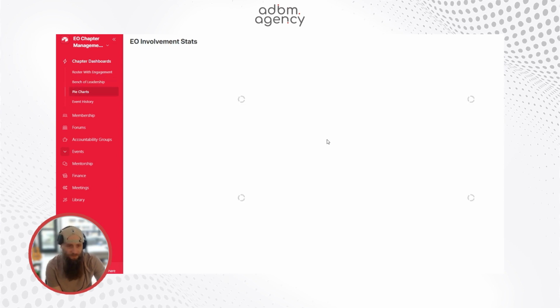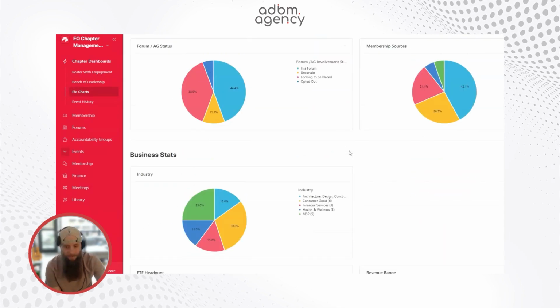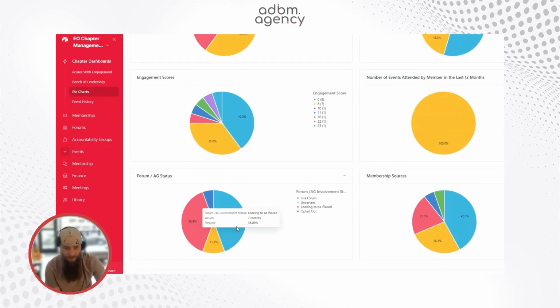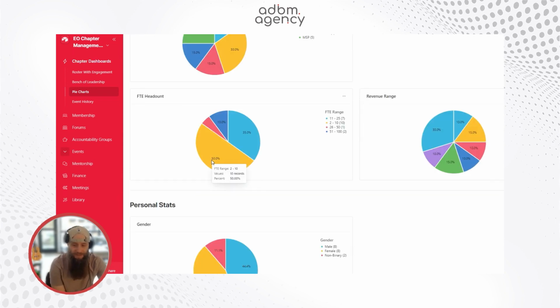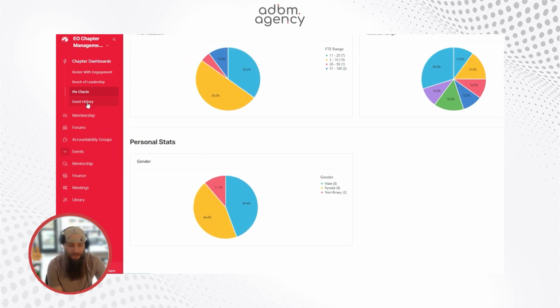We have pie charts that show us demographics of the chapter, whether it be how many, what their level of forum engagement is, where we get our prospects from, their business stats, their personal stats, and then we have an event history one that shows events.